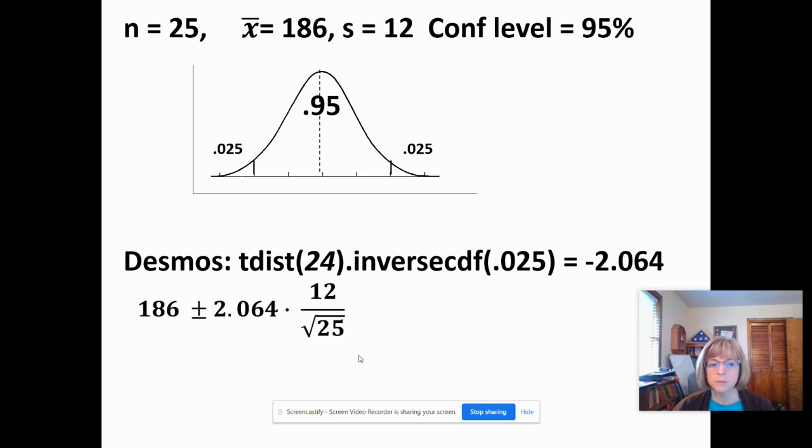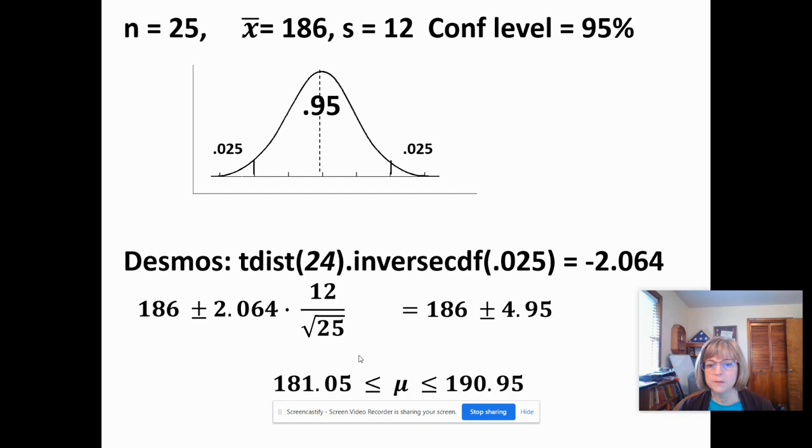Now we just put things where they belong. Our formula is x bar plus or minus t times s over the square root of n. So this gives us 186 plus or minus 4.95, where 4.95 is our margin of error. And so now we have our interval. Our lower bound is 181.05, and our upper bound is 190.95.